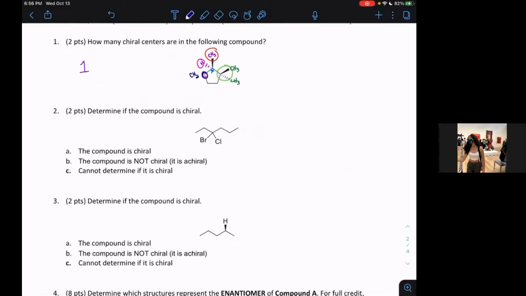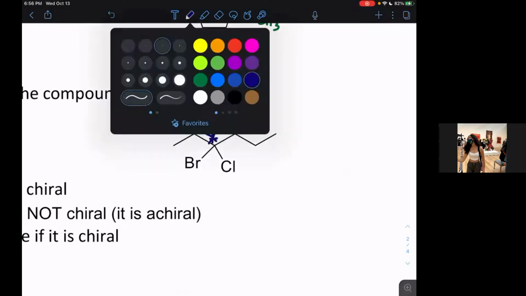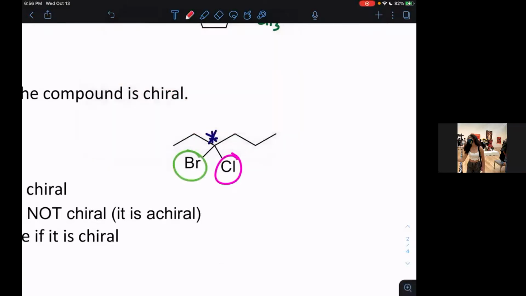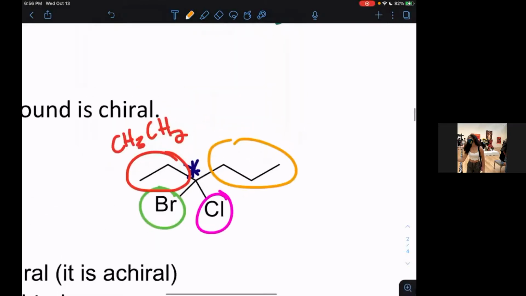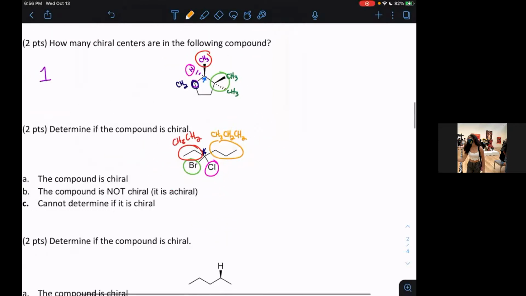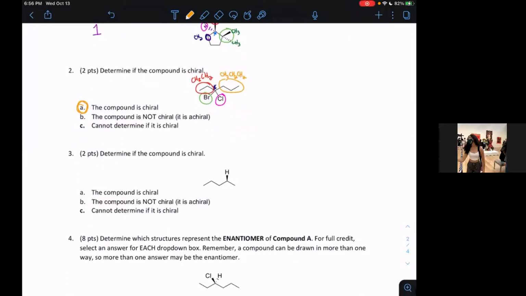Okay. So then for 2, determine if it's chiral. Whoops, go here. So yeah, this one, which is different from this one. And then you're gonna have this side of it, which is CH3, CH2. And then you'll have this other side of it, and I have CH3, CH2, CH2. So yeah, they're all different. So it's chiral, right? I think so. Yeah. Okay.